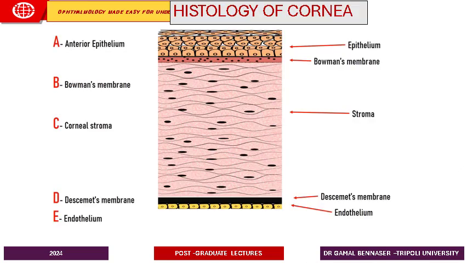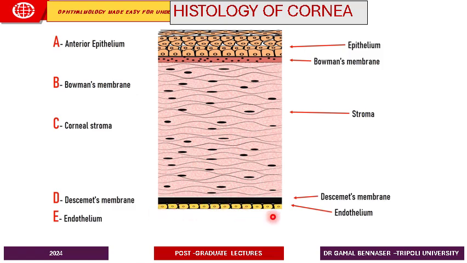Now let's come to the microscopic anatomy of the cornea. We finished the gross anatomy. Now the microscopic anatomy refers to the histological structure of the cornea. In our traditional teaching for 4th year students, we used to say that the cornea is made up of 5 layers. That's the epithelium layer, which is the anterior epithelium, and the Bowman's layer, and the corneal stroma, and the Descemet's layer, and the endothelium.